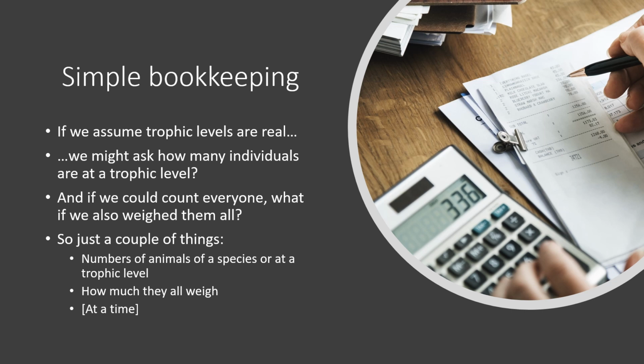So let's imagine we just did some simple bookkeeping. We're going to assume that trophic levels are real, and then we might ask how many individuals are at a trophic level, or how many of a species are present within a system, and we're going to count every single one of them. And what if we then went and weighed them all, right? So we would need just a couple of things to keep track of organisms in a system. How many of those animals were there at a trophic level, or that were a species that are present? How much they all weigh, and we need to do this at a couple of different time periods, right?